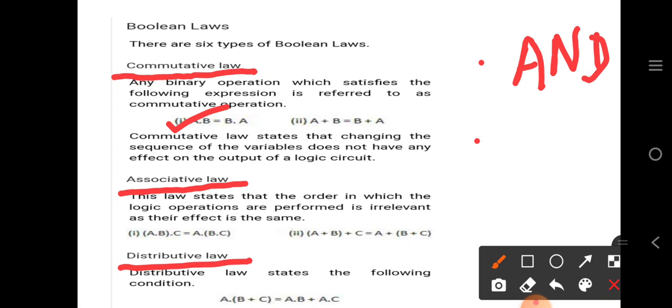And what is meant by plus? It is always the OR operation. Okay, so the first law is related to the AND logic gate.